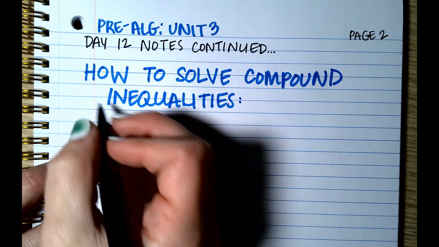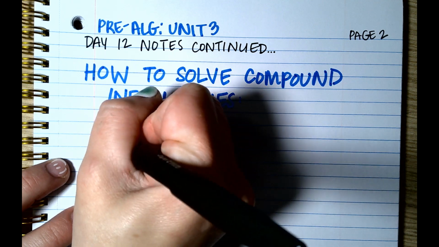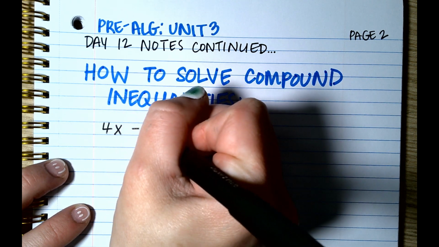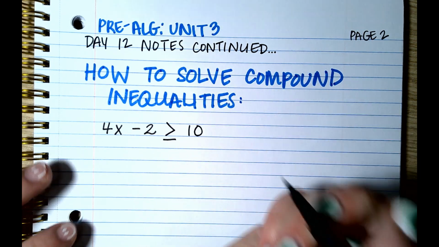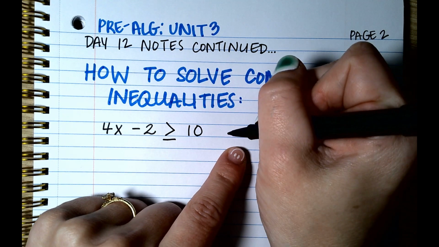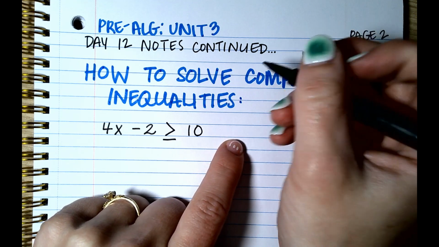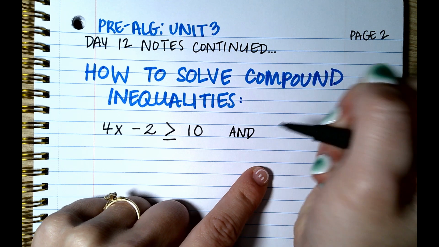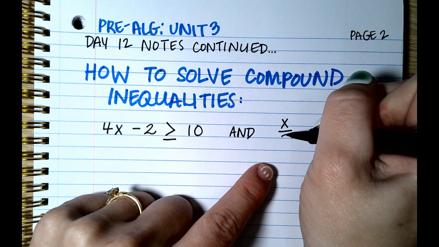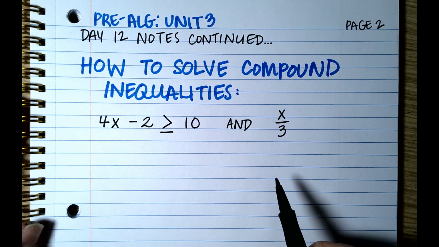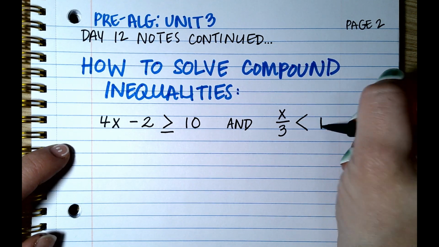So I'm going to write, let's do 4x minus 2 is greater than or equal to 10, and x over 3 less than 15.